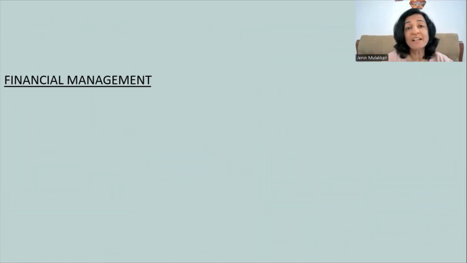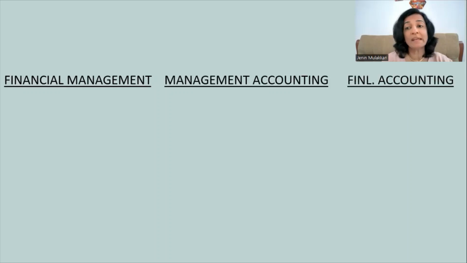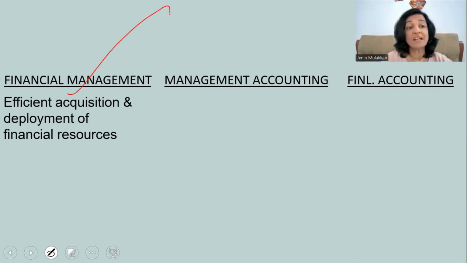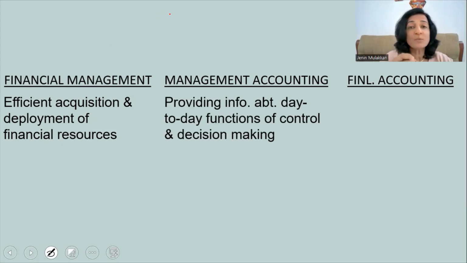Now let's see how financial management is different from management accounting and financial accounting. We've already seen that financial management is concerned with the efficient acquisition and deployment of financial resources. Now coming to management accounting. Management accounting is related to providing information about day-to-day functions of control and decision making. Now, one of the major tools of controlling the day-to-day functions of the organization is the budgets. So budgeting and the variance analysis, everything comes under management accounting.